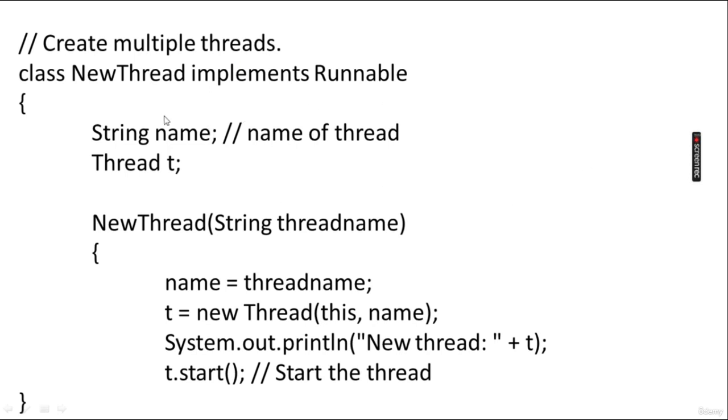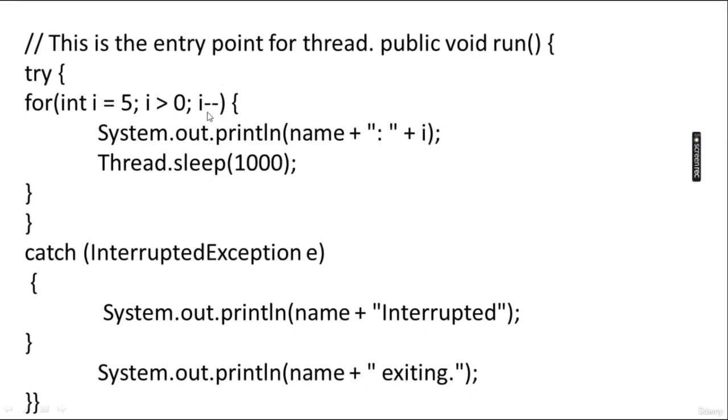NewThread implements Runnable, with String name and Thread t. NewThread(String threadName): name is equal to threadName. t is equal to new Thread(this, name). So we are creating a new thread here, then t.start starts the thread. This is the entry point for the thread, the run method. Thread.sleep 1000 milliseconds. Catch: "name interrupted", and "name exiting".